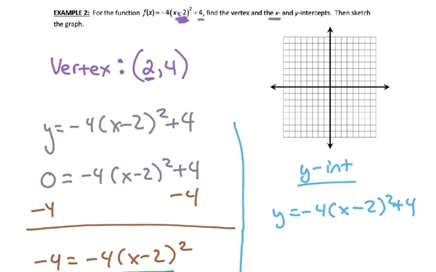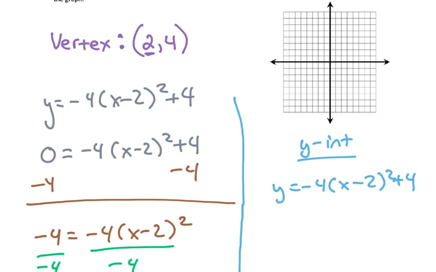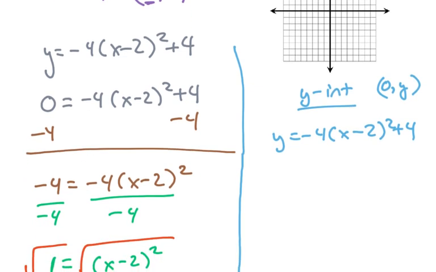And now the y-intercept, remember we said the other letter is 0, so now it's going to be x is 0. So the y-intercept is when x is 0. So we're going to go in here and make x 0.